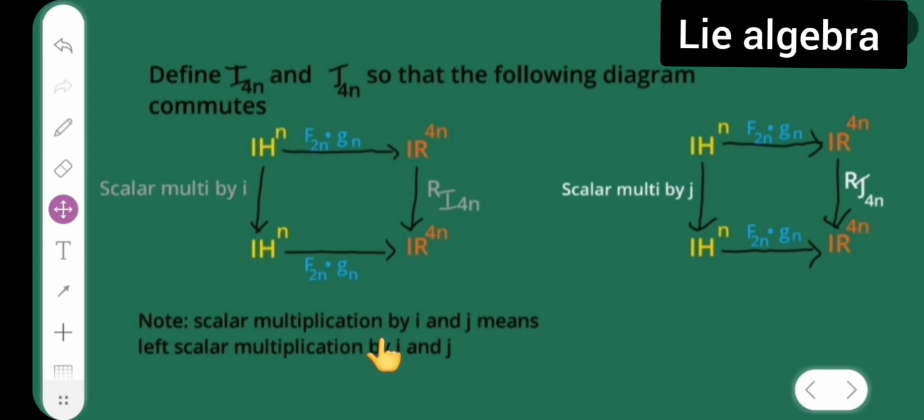Scalar multiplication by I and J means left scalar multiplication by I and J. That means that this is my left scalar multiplication by I, and this is my left scalar multiplication by J. Next I have to commute my I4. For that I have to put n is equal to 1 for this one. I'll continue on next page.